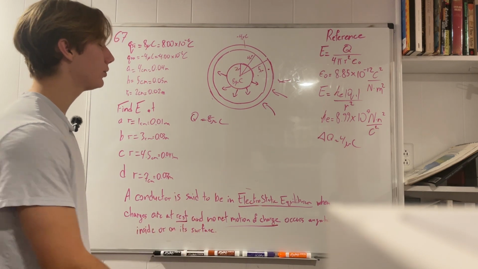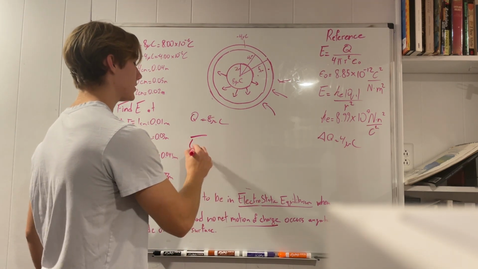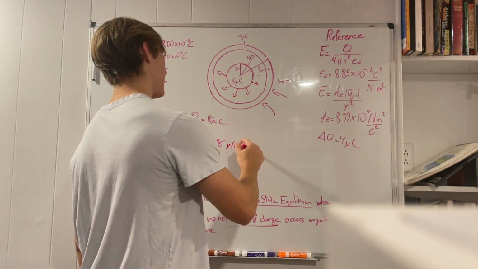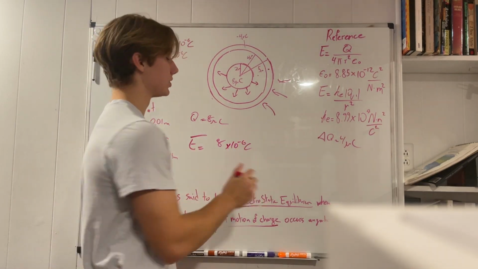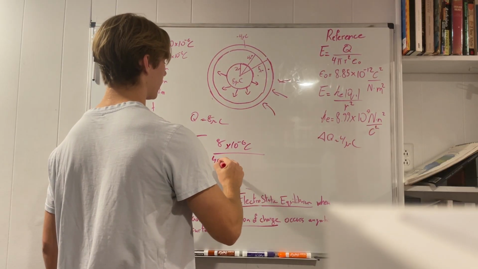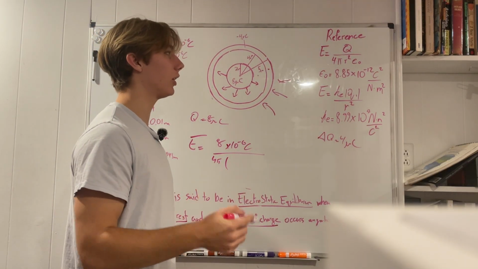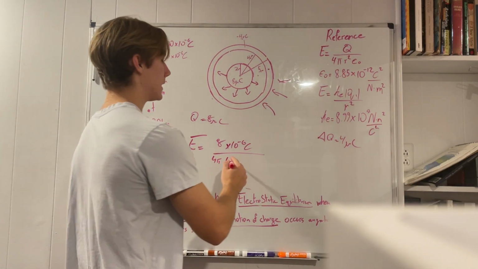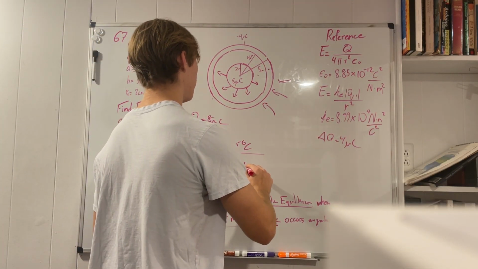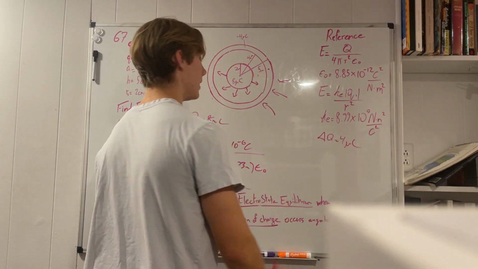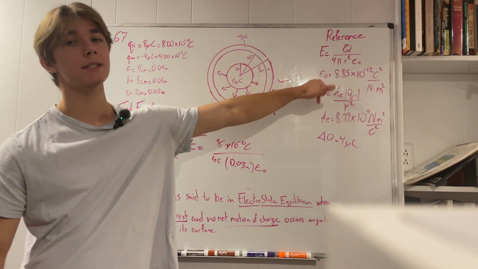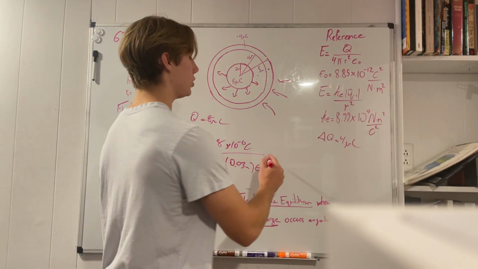So what we can do is finally just plug everything into the equation. So E equals, turn everything to SI units, please, 8 times 10 to the minus 6 coulombs divided by 4 pi r squared. What's our R? Our R is 3 centimeters. Turn that to meters: 0.03 meters, times epsilon naught. Epsilon naught is a constant that we can find in our reference.